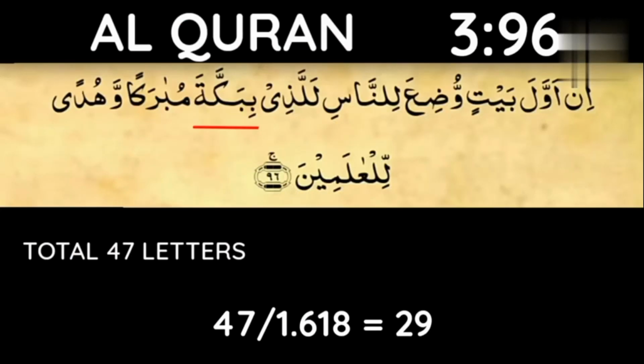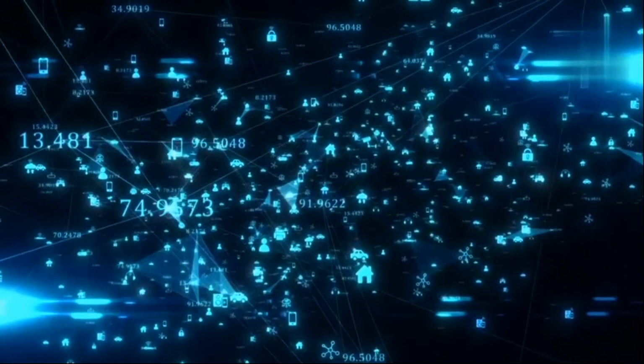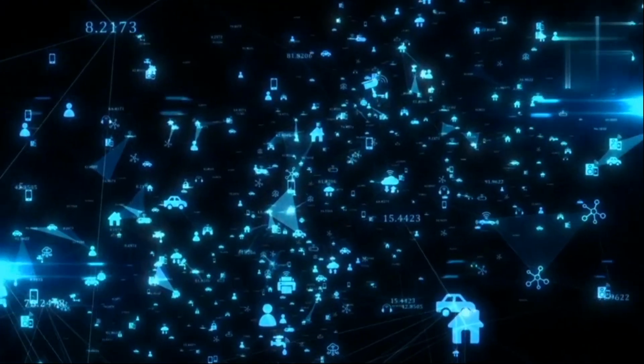The total number of letters in the verse is 47. We find out that the word of Mecca is expressed by 47 divided by 1.618. Miraculously, there are 29 letters from the beginning of the verse till the word Becca. If only one single word or letter was missing, this ratio could never have been constituted.